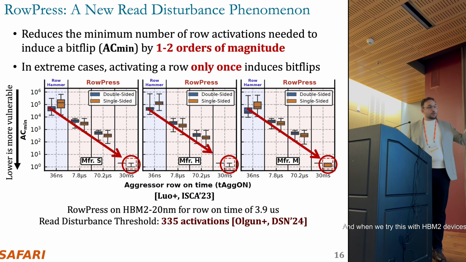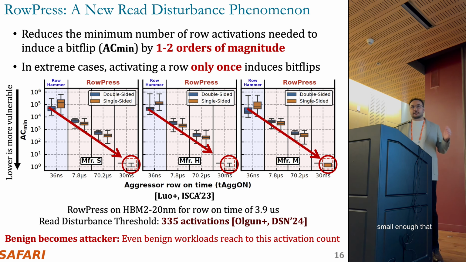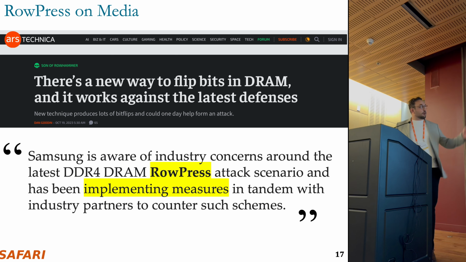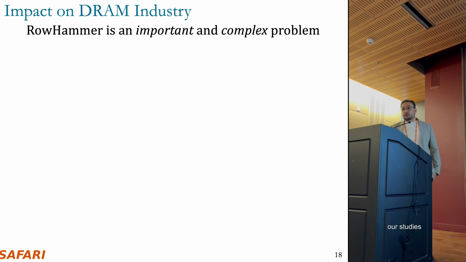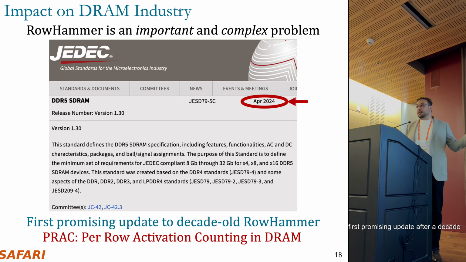When we tried this with HBM2 devices later on, we also observed very small activation counts to get a bit flip. And this activation count is small enough that benign workloads also achieve this kind of activation count. It also had a place in media, and we now have some official announcements that manufacturers are implementing measures against RowPress. Our studies repeatedly showed that Rowhammer is an important and complex problem. And last year, JEDEC even released the first promising update, a decade after the discovery of Rowhammer.